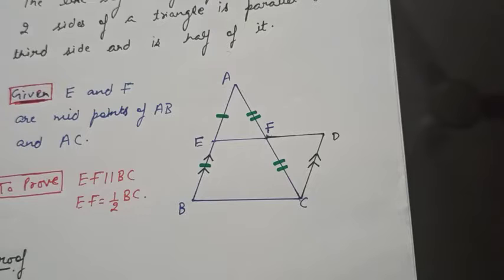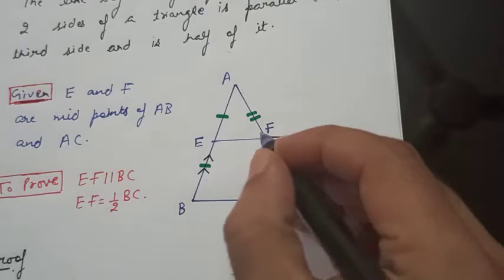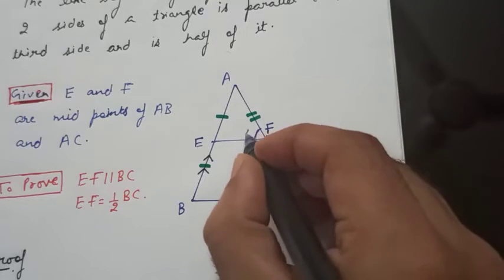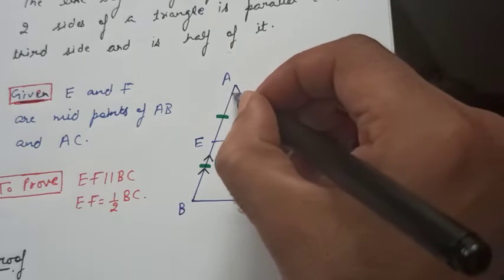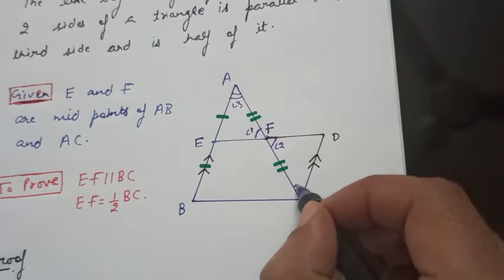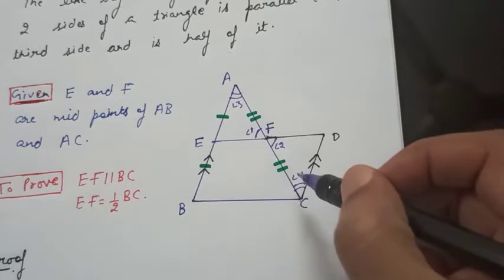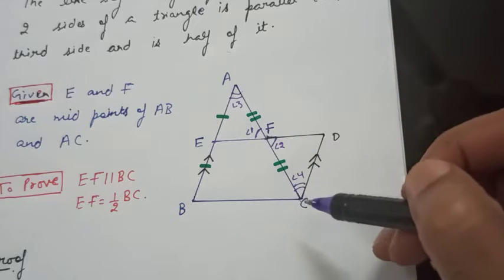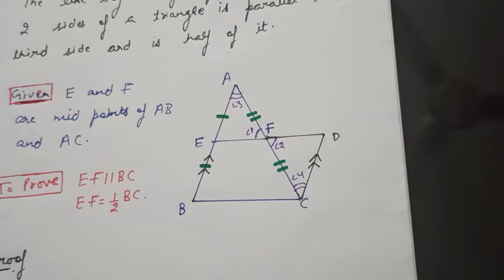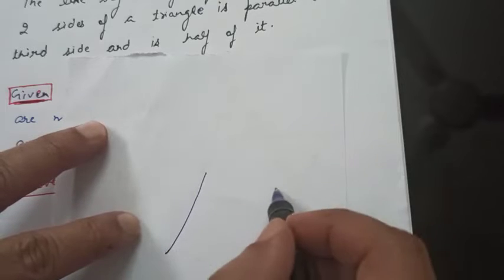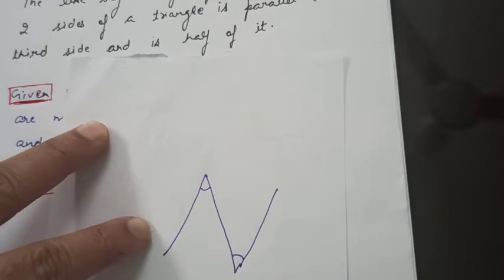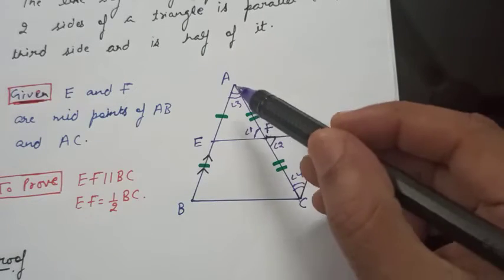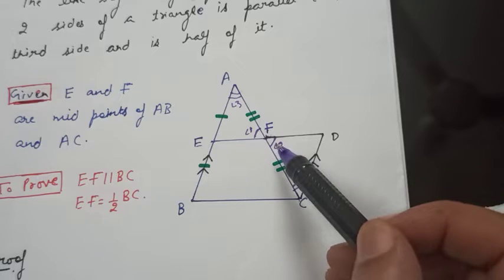So now can you see that angle 1 is equal to angle 2? These are vertically opposite angles, right? And we know that angle 3 is equal to angle 4. Why? These are alternate interior angles, right? Suppose these are the lines which are parallel and this is the transversal, so these are the alternate interior angles which are equal, right? So you can see 3 is equal to 4 and 1 is equal to 2 because of the vertically opposite angles.